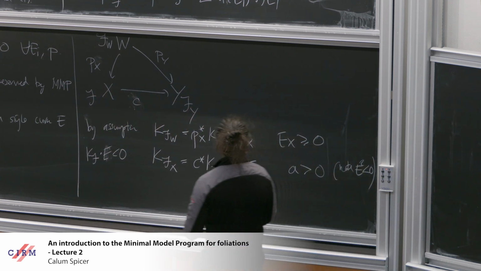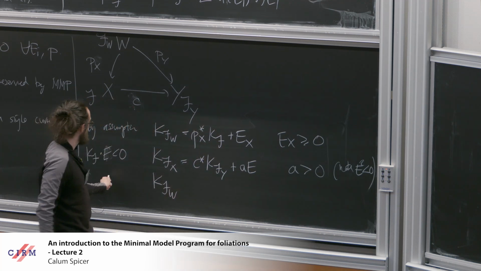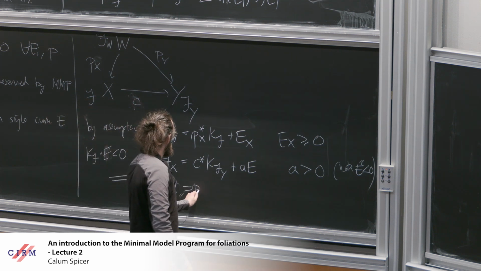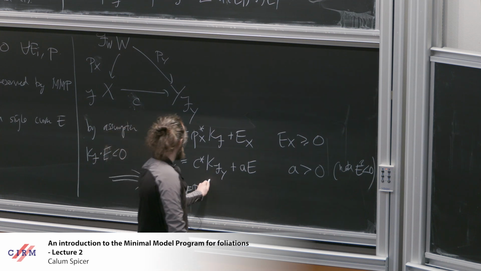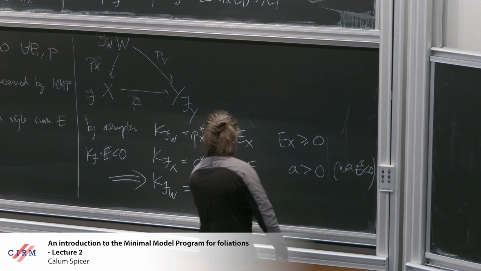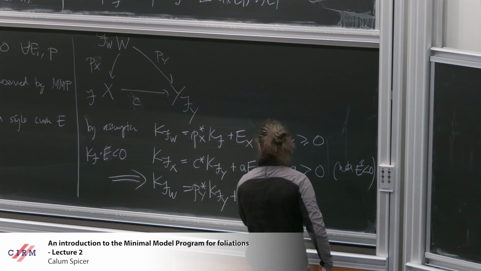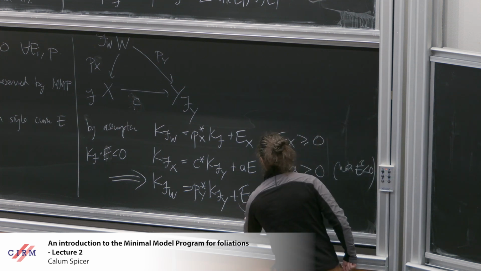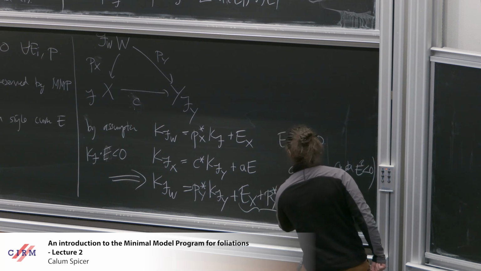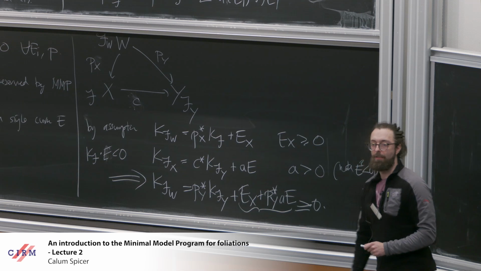And then we put this together, so we just put these two facts together. These two things imply that K of F_W is P_Y star of K of F_Y plus E_X plus P_Y star aE. But this whole thing is again effective, which is our definition of F_Y having canonical singularities.